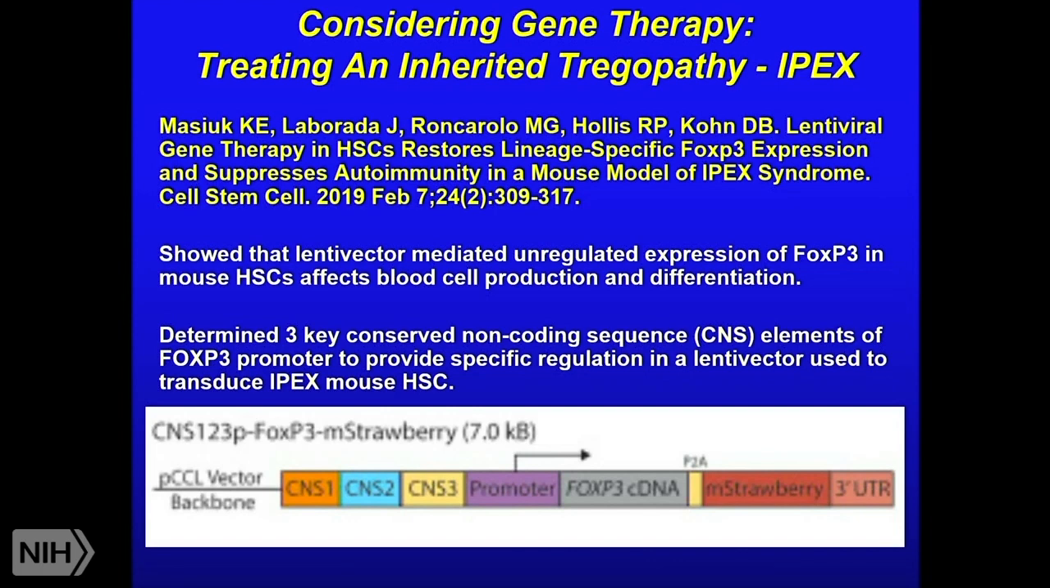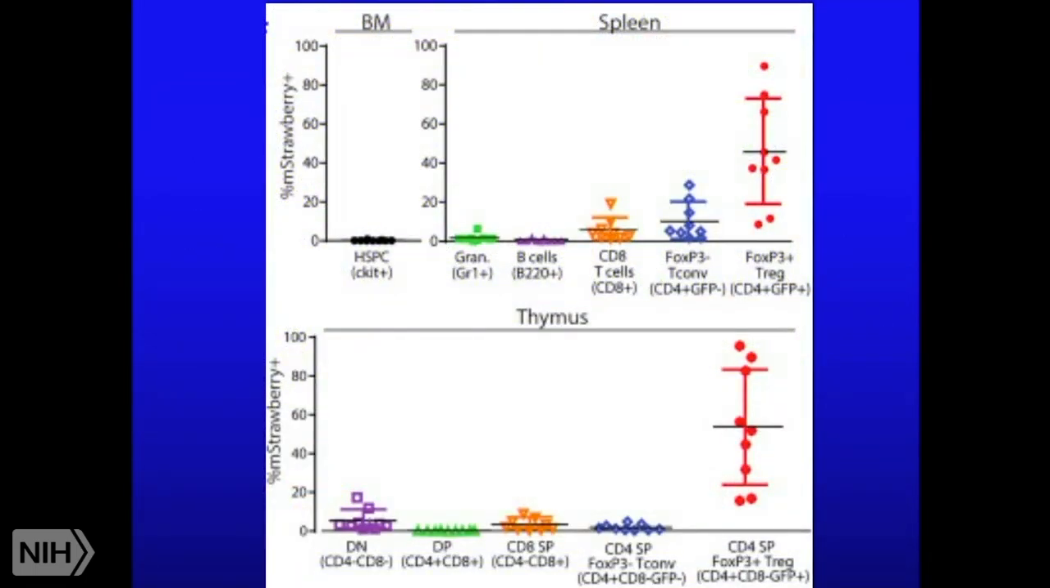What they've done is, they made this vector, and this slide, I'm not going to go through it except to say that once they transduced the stem cells with this vector that now is tightly regulated, you can see that everything is being expressed in the FOXP3 positive Tregs. There's a lot more to this paper, and I recommend you read it because I see this as the future of tightly regulated gene therapy using lentivectors.